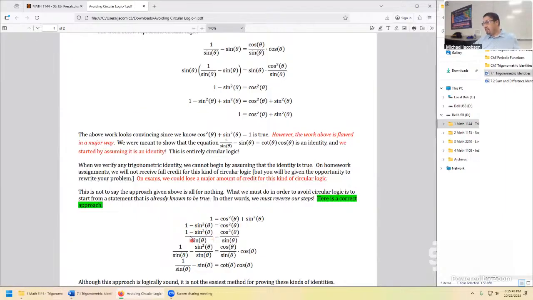sides, dividing the left-hand side by sine to get 1 over sine, sine squared over sine, and simplify. This was the original identity down here that we were trying to prove, and this logic is valid going in that direction. So if you rewrite the proof, this is what it would look like.